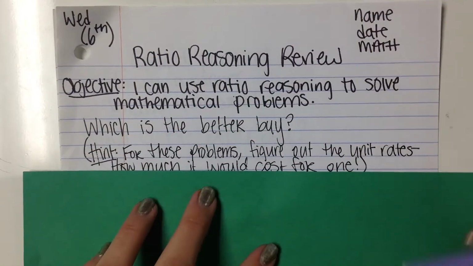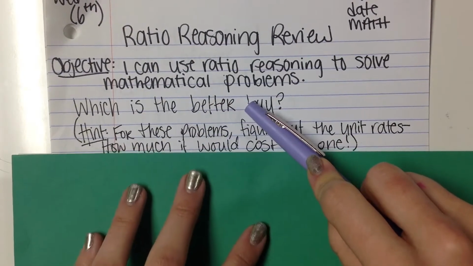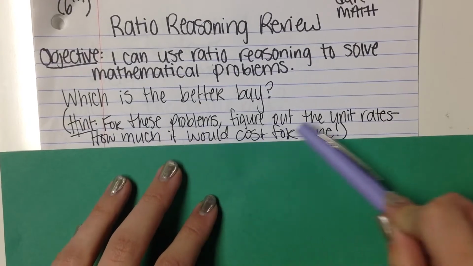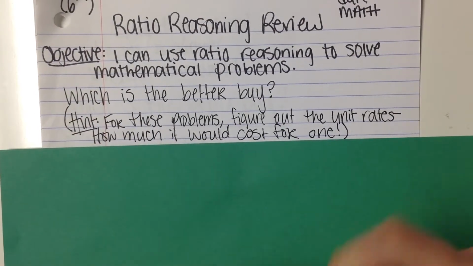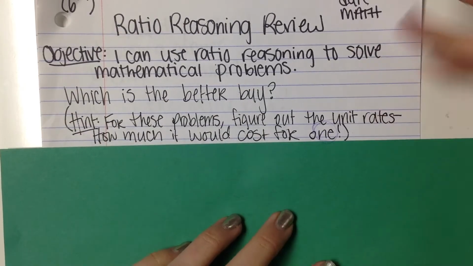We're basically going to be practicing problems that ask us which is the better buy. And your hint, please write this down, is for these problems, figure out the unit rates: how much it would cost for one of each item.